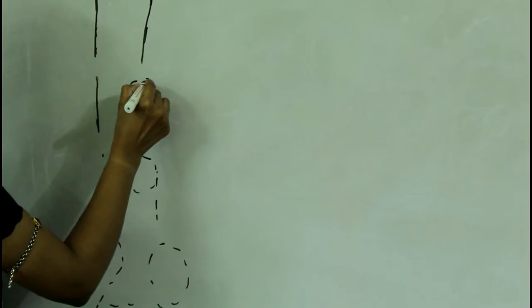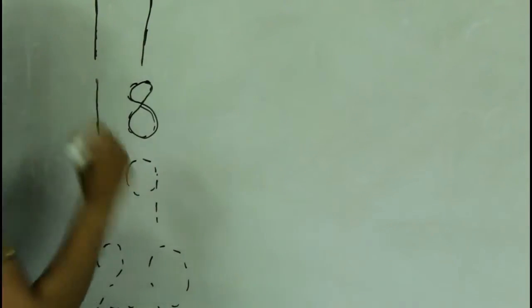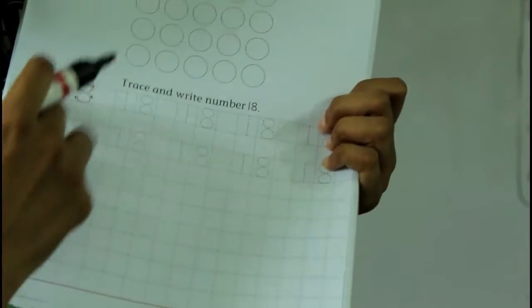Now I will show you how we will trace the number 18. Like this. 1, 8, 18. So in this way you will trace the number 18, and here you have to write it by yourself. So this page is your homework. Now turn the page, come to the next page.